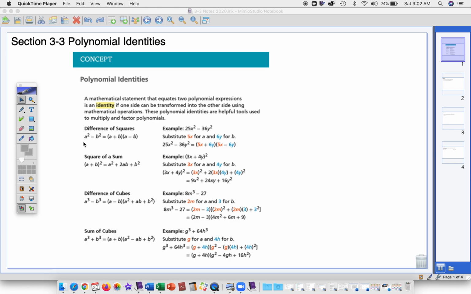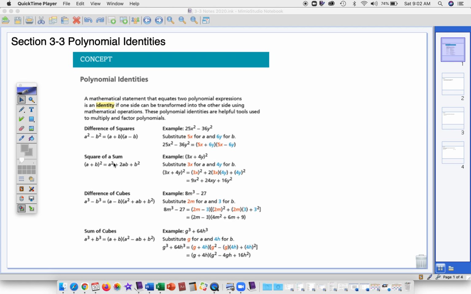So our difference of squares, remember a squared minus b squared is (a plus b)(a minus b). So if we have something that looks like this, we're going to take the square root of each term. So the square root of 25x squared is 5x. The square root of 36y squared is 6y. And then we can factor it as shown.